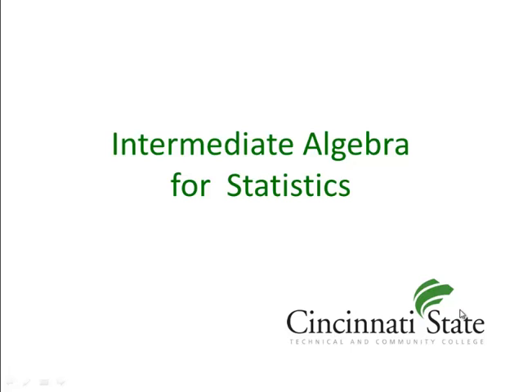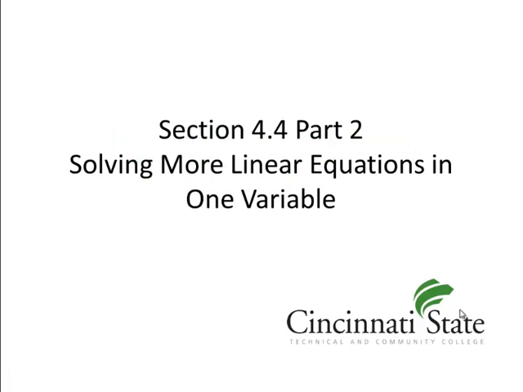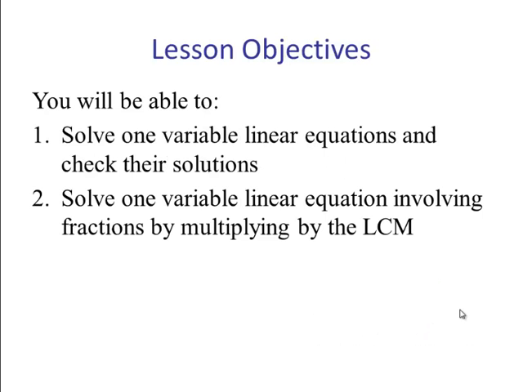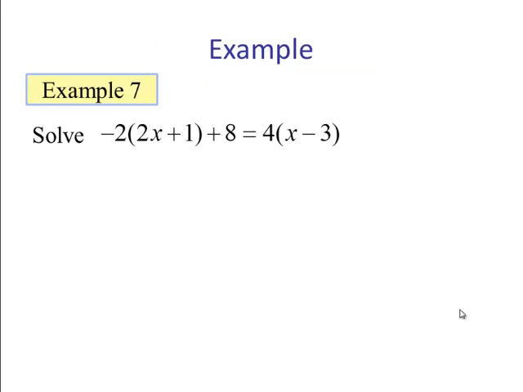Intermediate Algebra for Statistics, Section 4.4, Part 2, Lesson Objectives. Solve one variable linear equations and check their solutions. Solve one variable linear equations involving fractions by multiplying them by the least common multiple. We're going to begin with example 7.